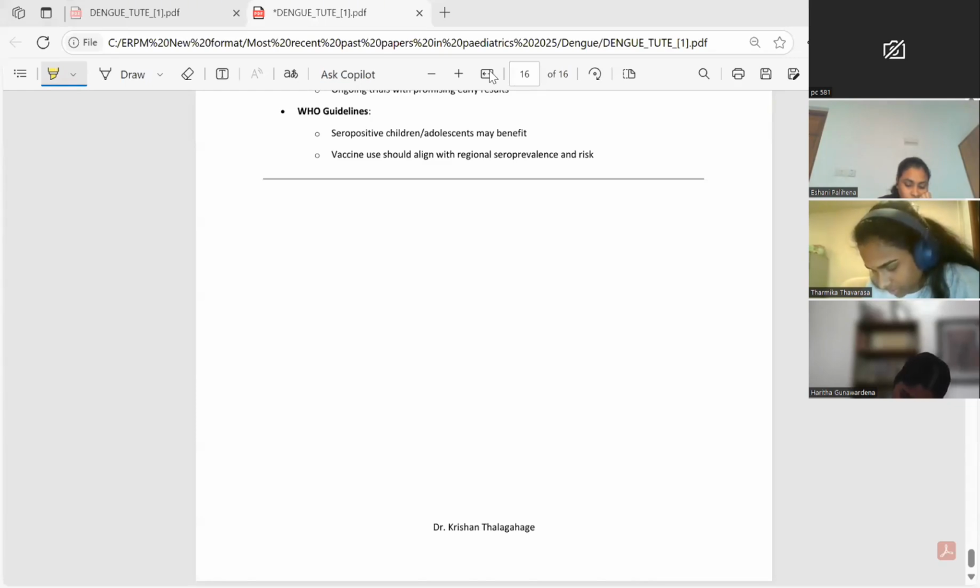Are we currently using the vaccine in Sri Lanka? Not routinely, but trials are ongoing, even at LRH. So that's about it. We will now discuss a couple of questions. Before that, we need to make a dengue summary. Make the summary, and then quickly go to the questions.